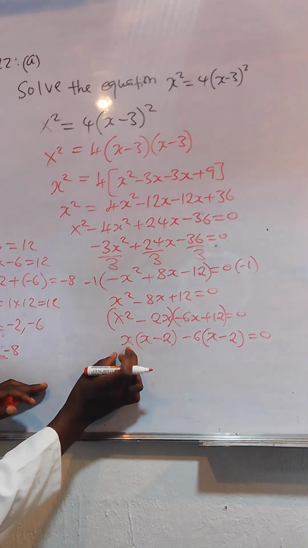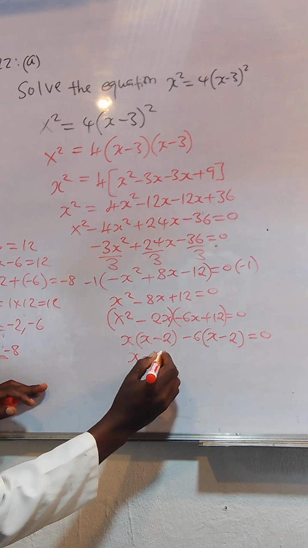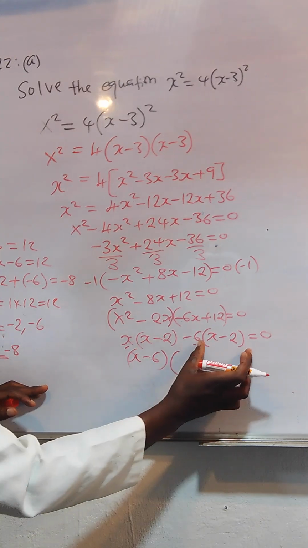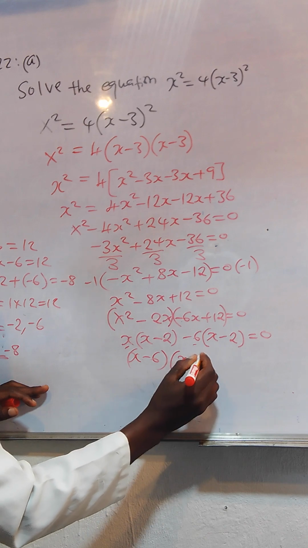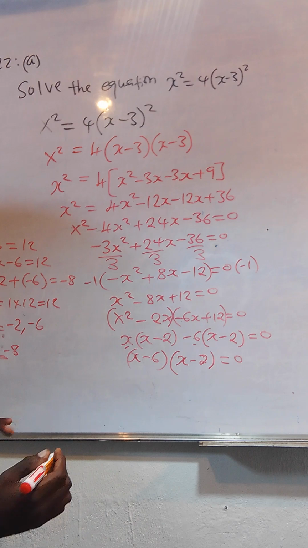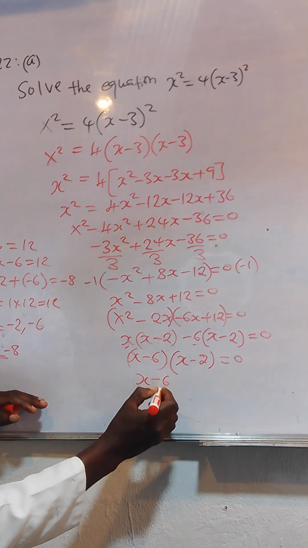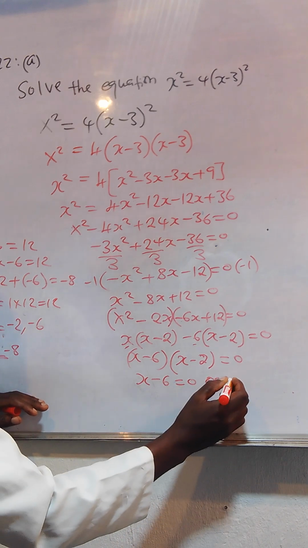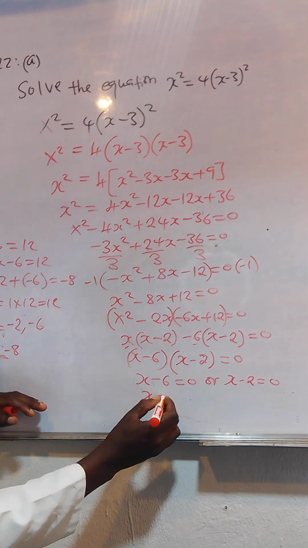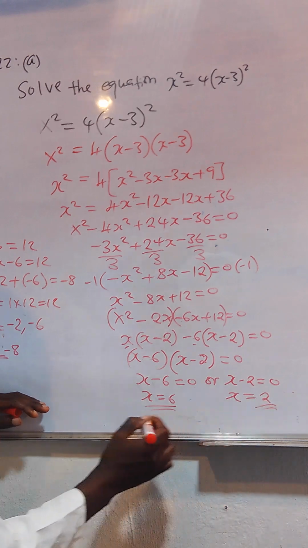From there now, we can group the outside terms, x and negative 6. So this is going to be x minus 6, this one and this one. Also, since these in brackets are the same, just pick one, equals that. And then from there we can say this term equals 0. So x minus 6 equals 0, or x minus 2 equals 0. And then finally you can say x equals 6, and x equals positive 2.